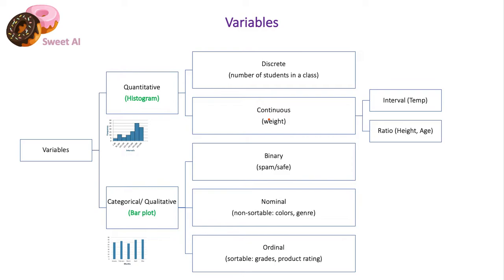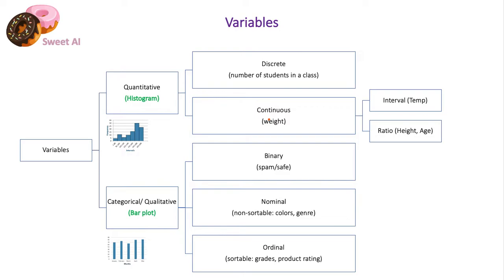But for the continuous, we can have smaller units, like 1.7 kilograms or 2.5 kilograms. The continuous one can be divided in two categories: interval and ratio. Temperature is an example of interval, and ratio, like height and age, is an example of ratio.